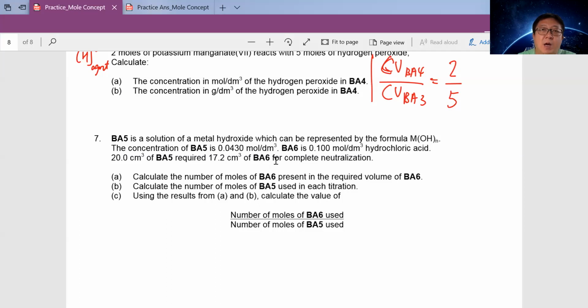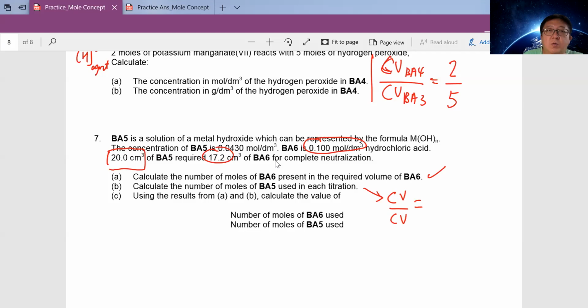So BA6, you have your volume and your concentration, which is 0.1. Then you are given 17.2. So this part should be very easy, right? CV, you can solve it. Then BA5, you also have the volume, but you don't have the concentration. So how? You can use C1V1, no? The CV and CV relationship, right?